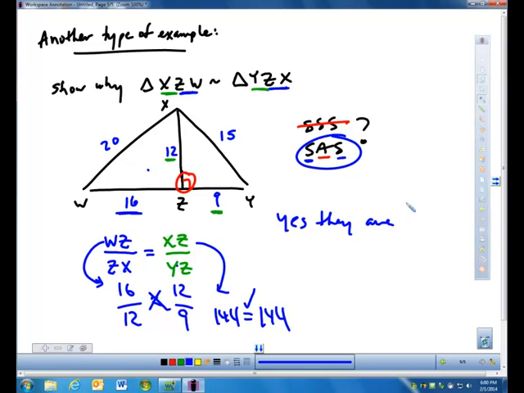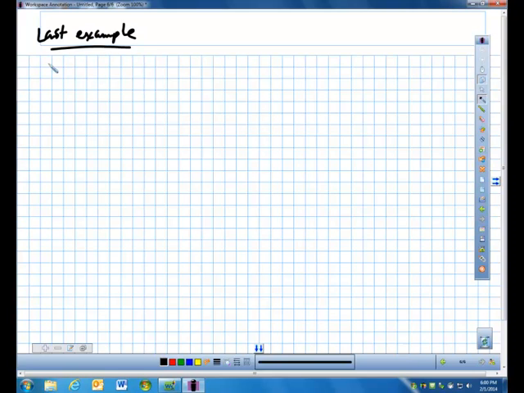That's a little confusing. You might want to practice something like that in the homework when I give that to you later. Last type of problem I want you to be able to do. And obviously you can see we're going to put this one on a graph. What I'm going to do is give you a series of points, and I want you to show or prove that the two triangles are similar.